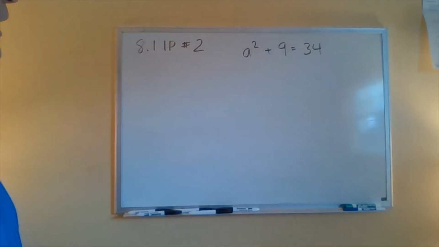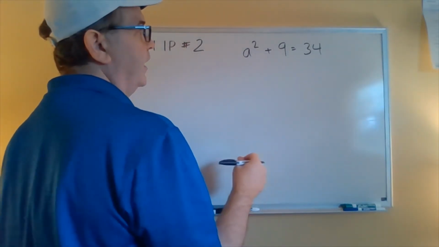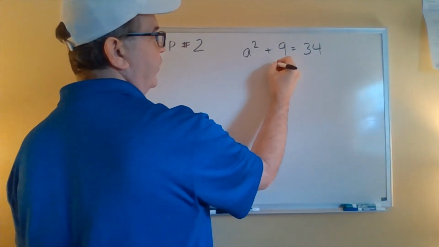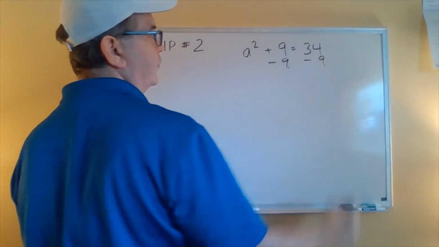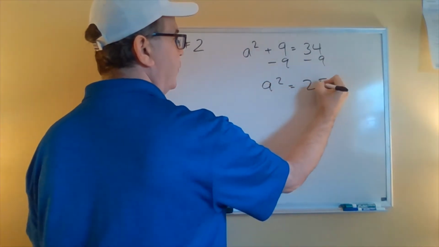Number 2 is a squared plus 9 equals 34. Again, we want to get the squared component on one side, number on the other. So we're going to get squared component equals a number. That means we need to move this 9 over. Subtract 9 from each side. I will get a squared equals 25.